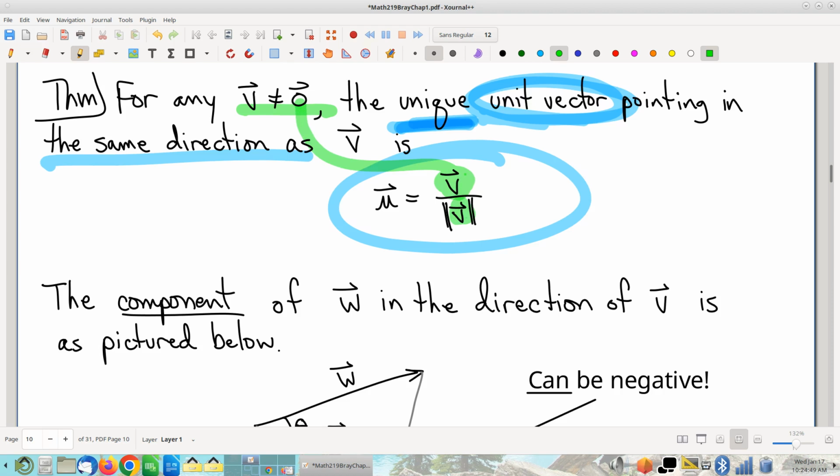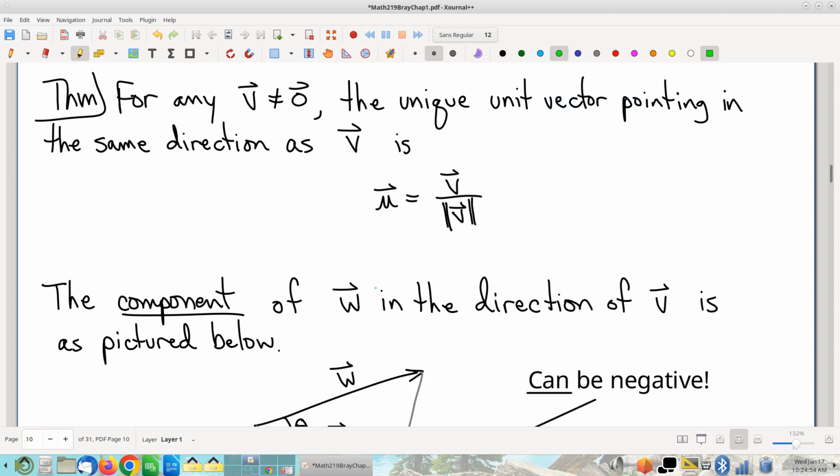Okay, so again, hopefully familiar. Who cares? Well, it turns out that unit vectors are really very natural in some important ways. We're going to see a couple of those today. All right, so handy little trick.